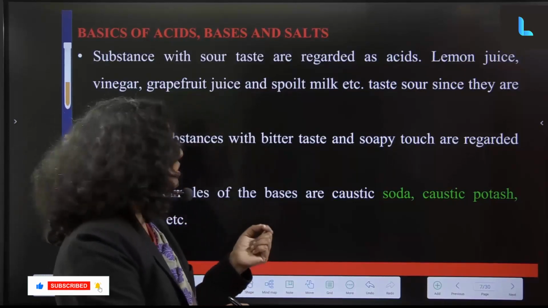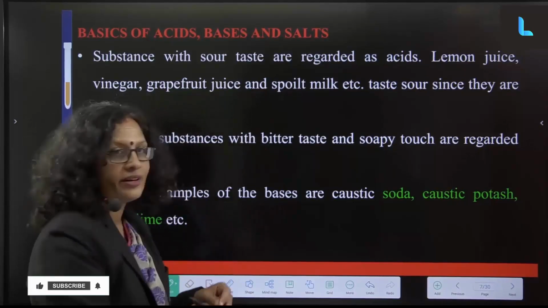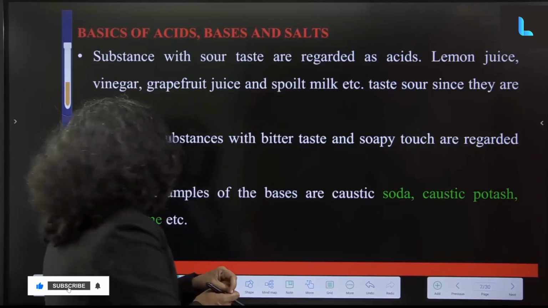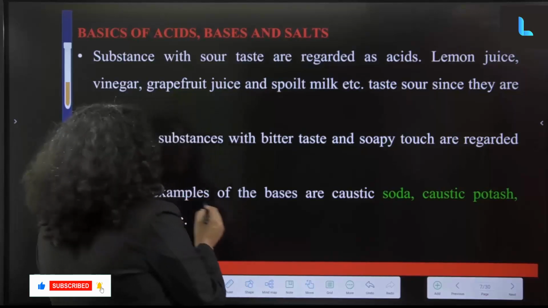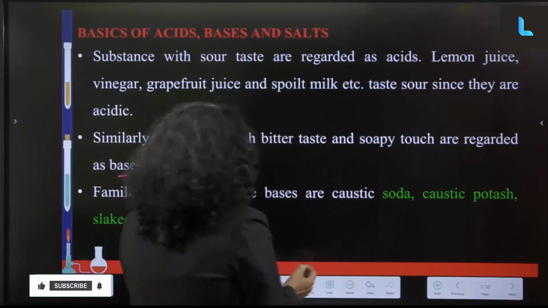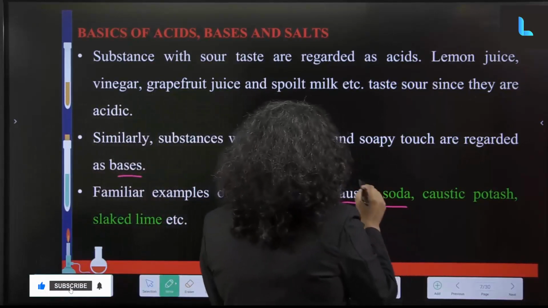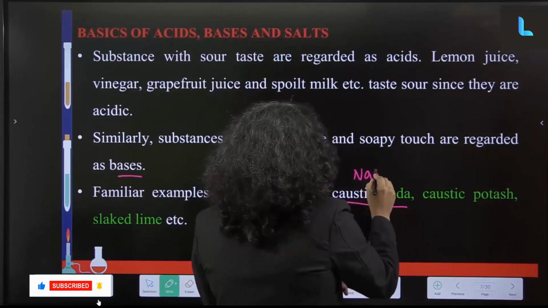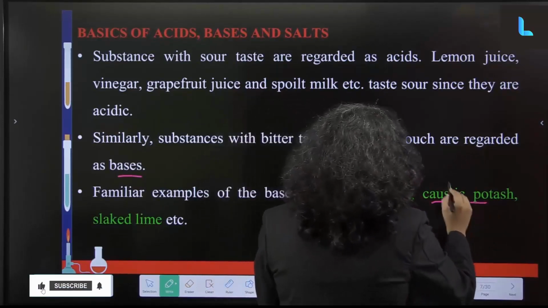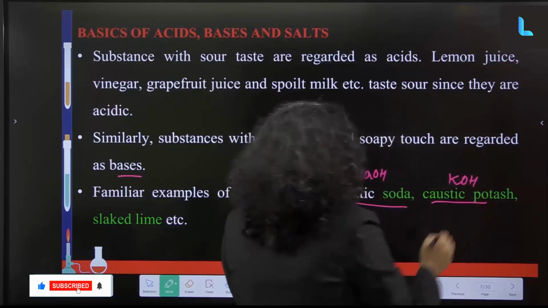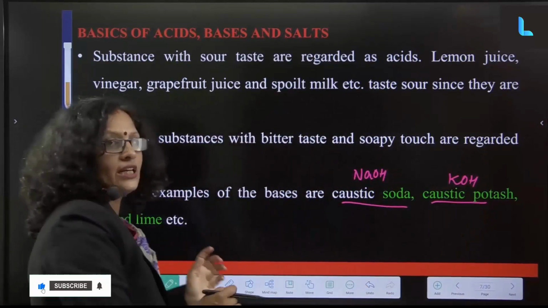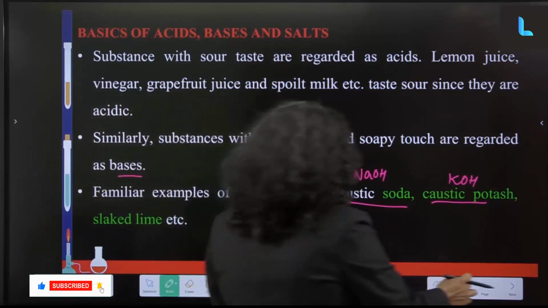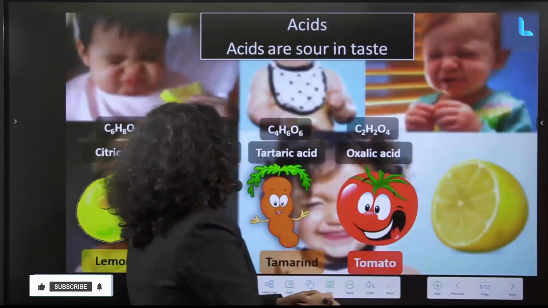Similarly, substances with a bitter taste and soapy touch are regarded as bases. So these are called bases. Here there are only examples: caustic soda is sodium hydroxide, caustic potash is potassium hydroxide, and slaked lime is calcium oxide. These are different kinds of examples of bases.